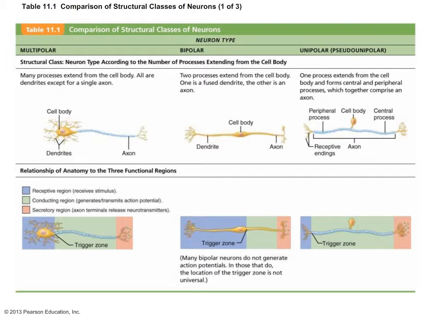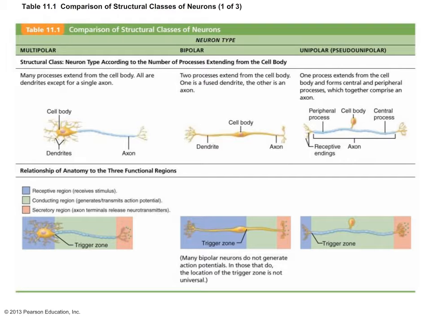The second type of neurons are called bipolar neurons. These neurons have only two processes, one axon and one dendrite, and these processes extend away from the cell in opposite directions. Now, these neurons are quite rare and are found mainly in the special sense organs, for example in the retina of the eye and also the olfactory epithelium of the nose.